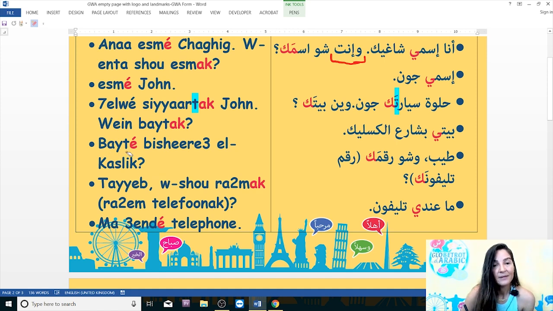بيتي, بيت, house. بيتي, my house. بشارع, بي means in. شارع means streets. بيتي بشارع الكسليك. كسليك is the name of a street in Lebanon. It's a street that is located more towards the north and it has lots of shopping centers and also restaurants. It used to be like when you say كسليك, it's like you're from a posh area or something. So بيتي بشارع الكسليك, my house is in the street of كسليك. So بيت, house, بيتي, my house. And I don't know why I have a question mark here, it's pointless.